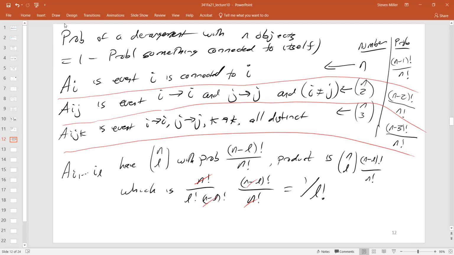So what is this? This is the probability that I have these L objects going back to where they started. And I go over all the possible choices of L objects to go to themselves. The probability that a specific set of L objects does this is n minus L factorial over n factorial, and the number of ways I can have this happen is n choose L. And so now the probability of A1 union through AN, the probability that something returns to where it started.